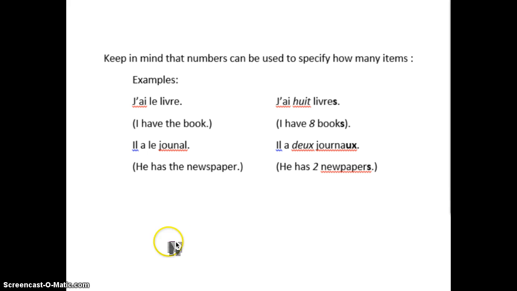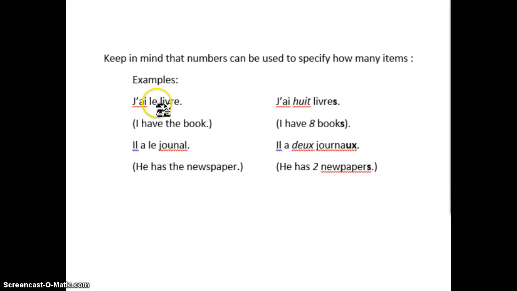Finally, keep in mind that the numbers can be used to specify how many items. So instead of saying the books, you can get specific and say 8 books. So I wanted to remind you about that because a lot of times people forget to make things plural whenever there's a number in front of it. But just like in English, if there's a number, you also have to make it plural.